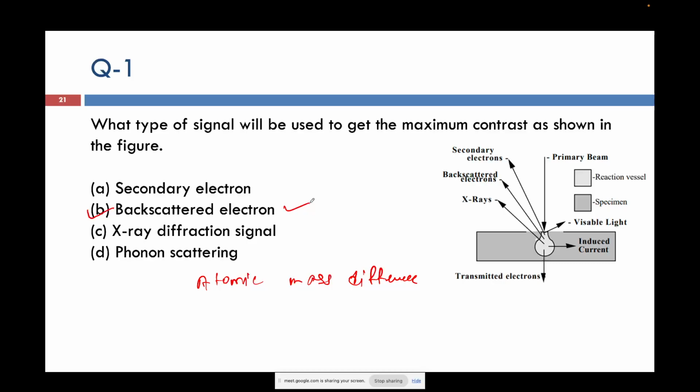In the imaging mode we say that it is a BSE mode, and for BSE mode there are different kinds of detectors also. I think we will go through those detectors next week. So the correct answer is backscattered electron.